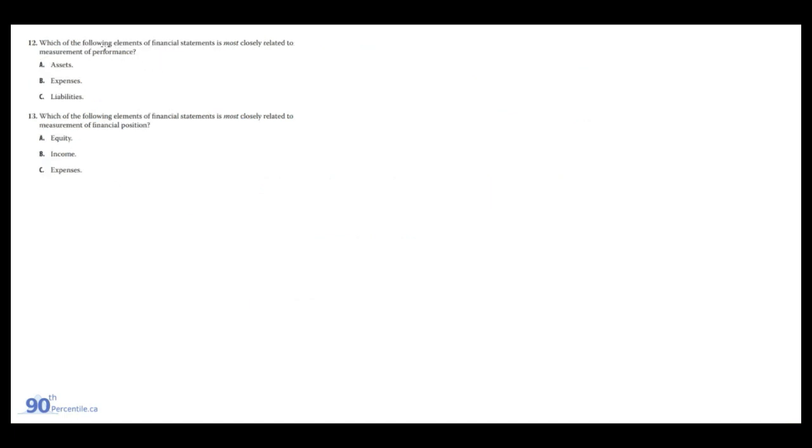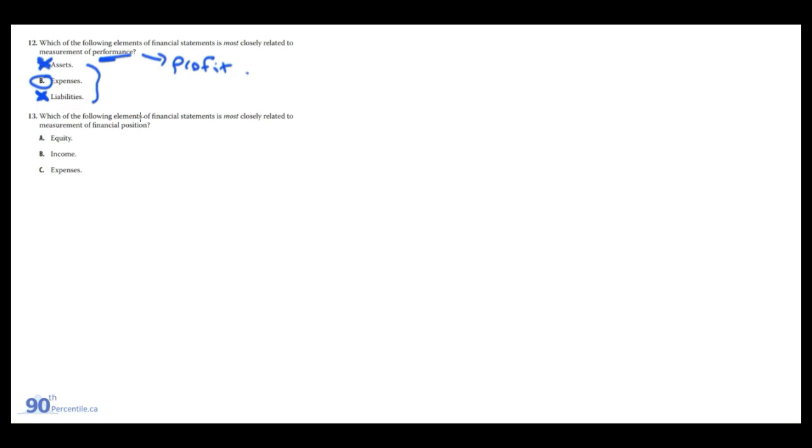Last couple really quickly. Which of the following elements of financial statements is most closely related to measurement of performance? So performance, also known as profitability. Out of the three, expenses would be the most relevant because this is on the income statement. Assets and liabilities, the way they're phrasing it, wouldn't really hold up in the industry. Of course, everything's important. Assets and liabilities are of course important, but I guess their thinking is that assets and liabilities are more related to the capital structure of the company instead of their profitability or day-to-day performance.